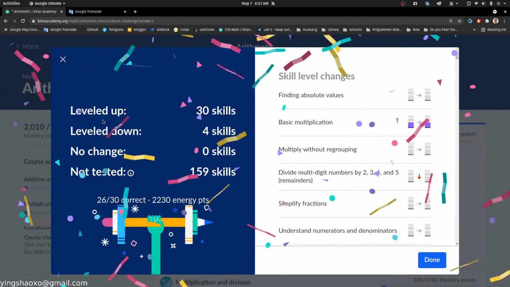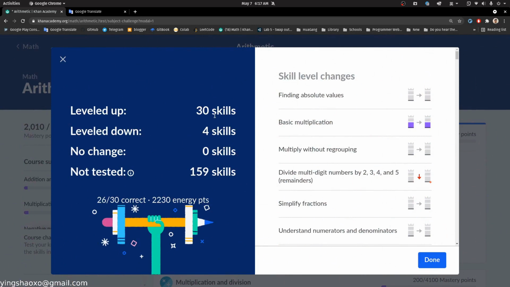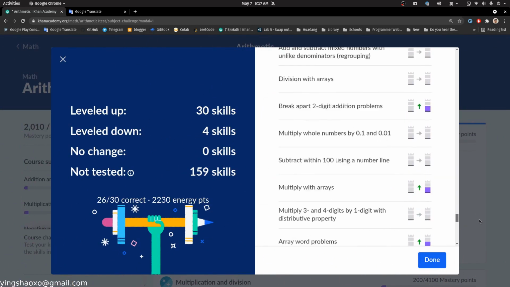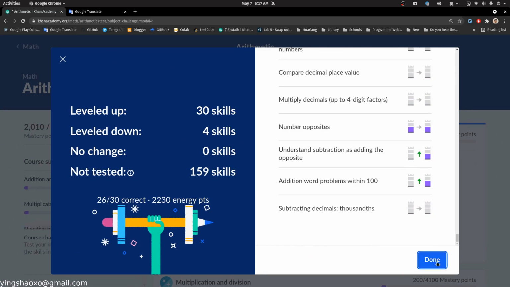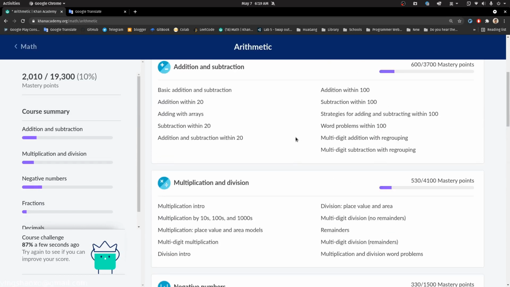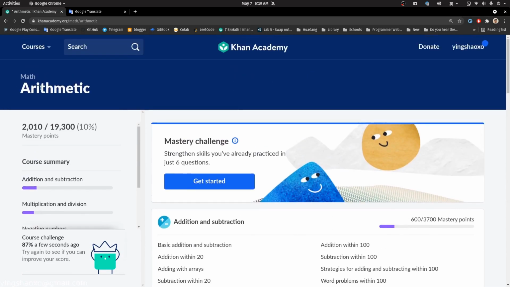We show the summaries. Here we go. Leveled up 30 skills, leveled down 4 skills. I don't know the meaning of this summary, but I guess for most of the knowledge, I already have it in my mother language. Okay, I guess that's today's learning on mathematics. I'll see you the next day.